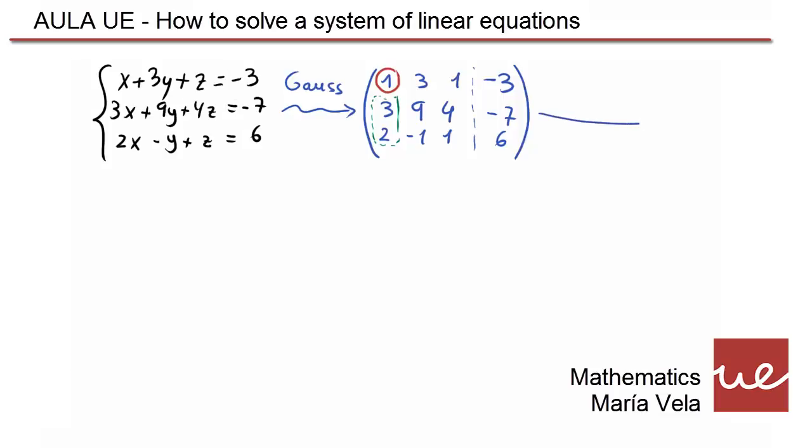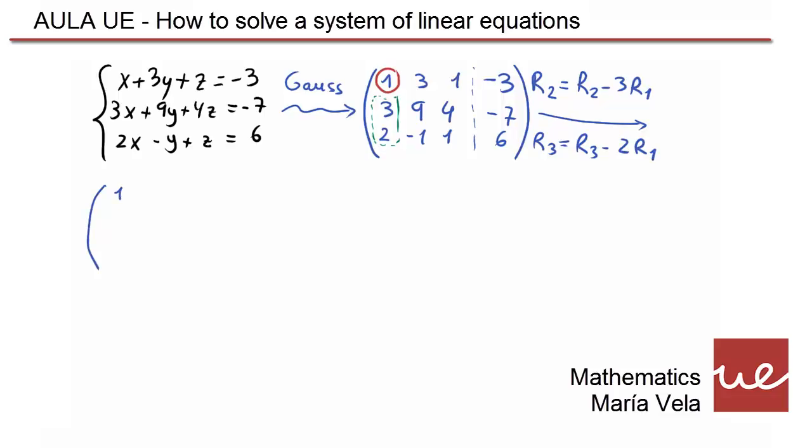And to do so, we just need to operate a little bit. To cancel these 3, we just need to operate with the pivot row, doing second row equals the second row minus 3 times the first row. And to cancel the 2, we just do row 3 equals row 3 minus 2 times row 1.